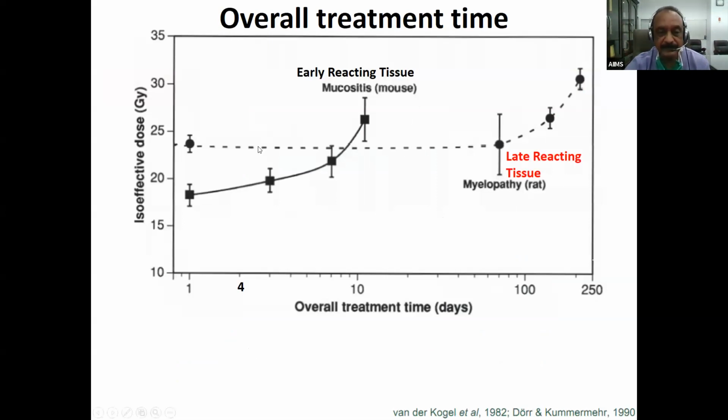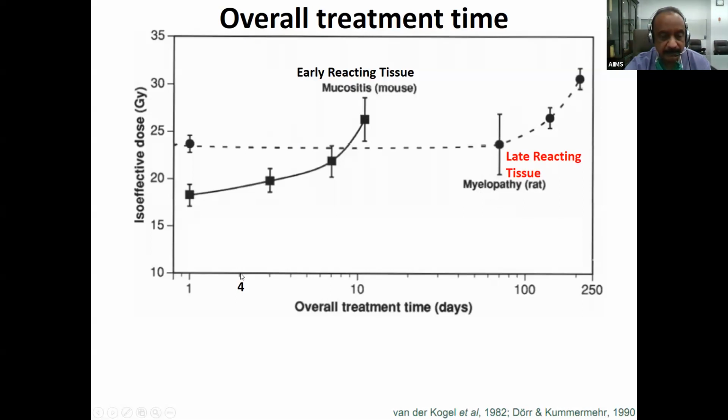Now, again, this graph is very important to understand. This is the graph showing the relationship between isoeffective dose versus overall treatment time for early reaction as well as for late reaction. For early reaction, I have taken mucositis, say grade 2 mucositis. For late reacting tissue, I have taken myelopathy, say grade 2 myelopathy. These experiments were done on rat. Now try to understand. First, let us look at early reacting tissue.